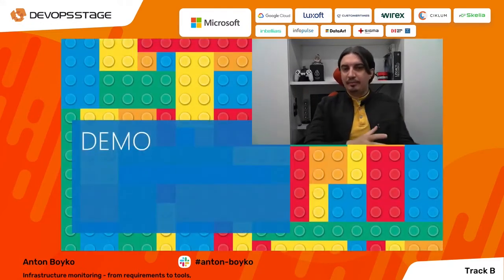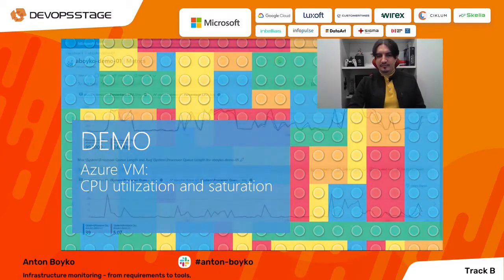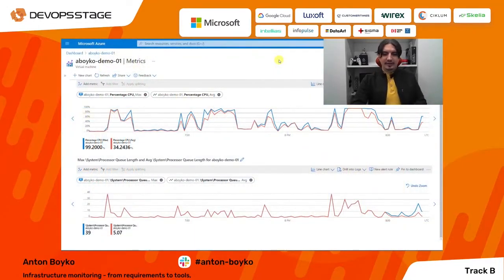On that part, let's go to the demo, and I will show you how we work with the tools, specifically for the Azure Cloud. Demo number 1 today will be about Azure VMs, and about CPU utilization and saturation. As you can see, I'm here on the Azure portal, and I have a test VM which I called Boyko Demo 01, and I also opened the Azure Monitor metrics.